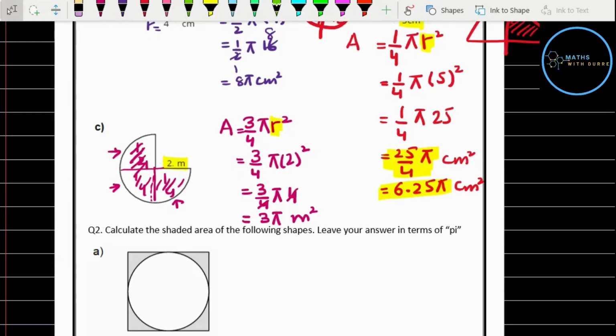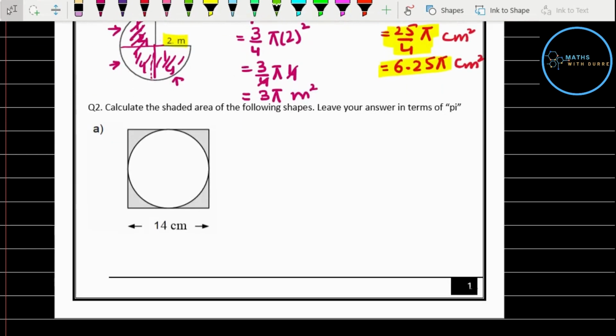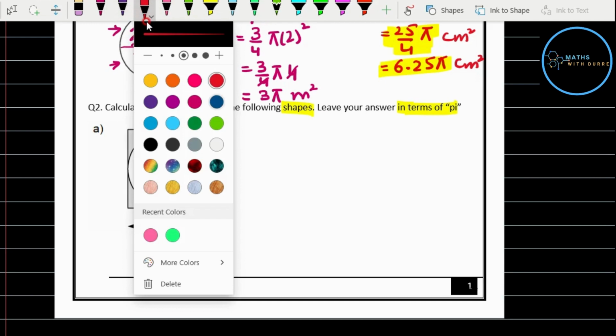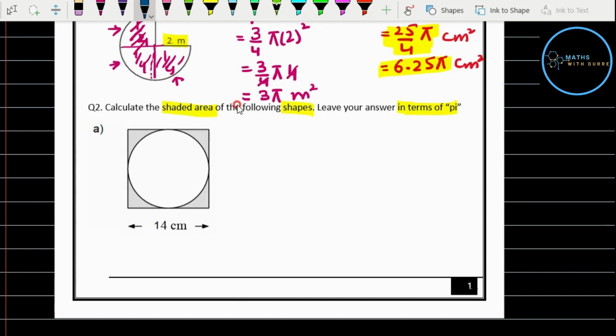Let's move towards calculating the shaded area. Calculate the shaded area of the following shapes and leave your answer in terms of pi. Means no need to put the value of pi in the question statement, right? Okay, we will not, but still we need to understand how we can solve it. To calculate the shaded area, remember one thing, you have to identify the shapes. You have to make a plan first. First of all, you need to identify the shapes.